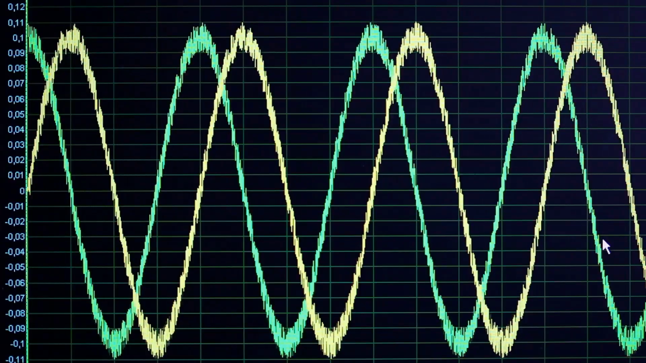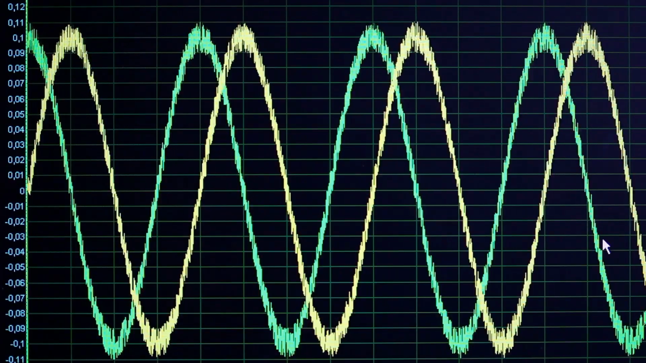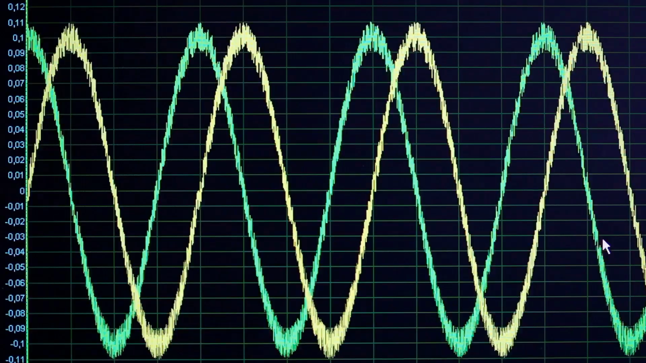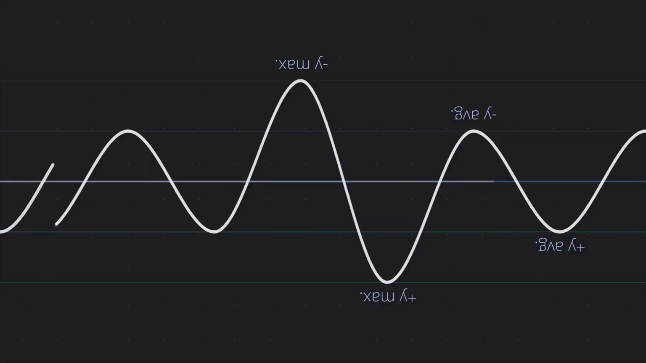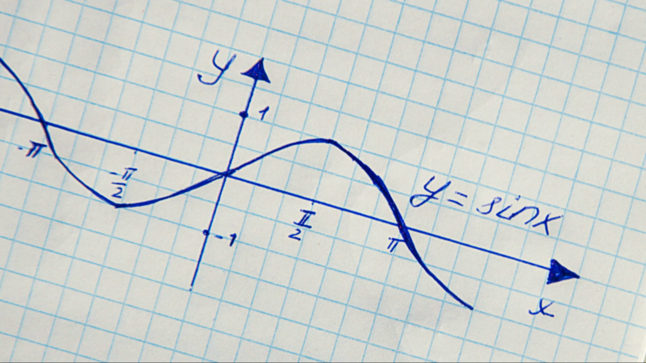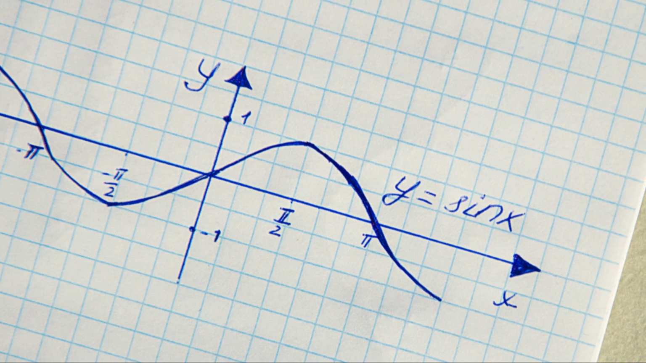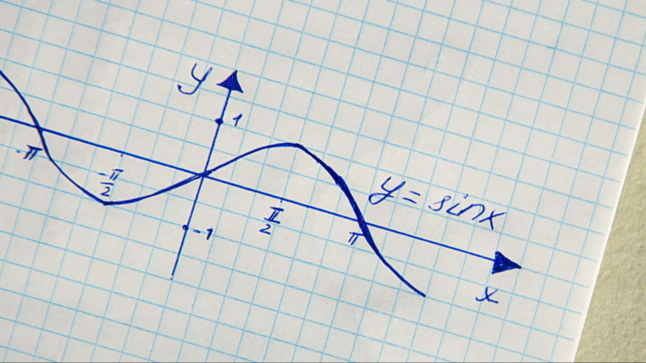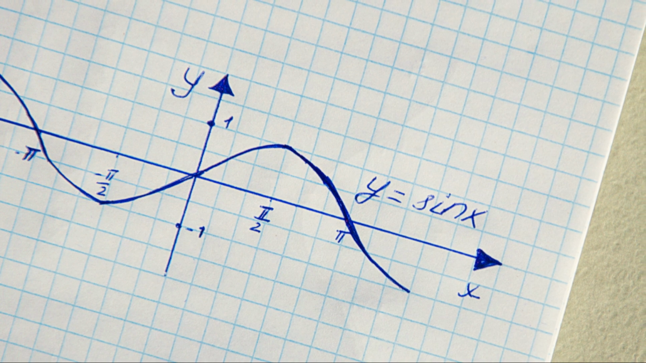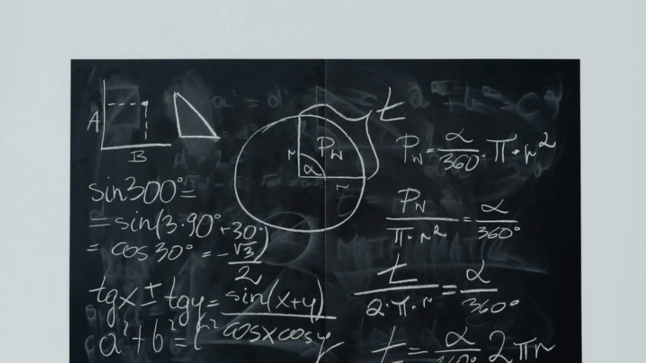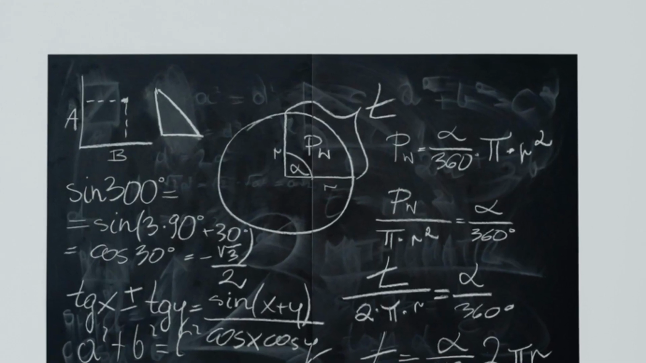Question 4. Describe the effect on the graph of the function r of x equals negative 2 sine of x when compared to the parent function y equals sine of x. The function r of x equals negative 2 sine of x is a transformation of the parent function y equals sine of x. The effect on the graph can be described as follows.